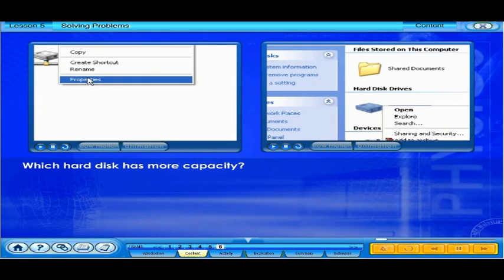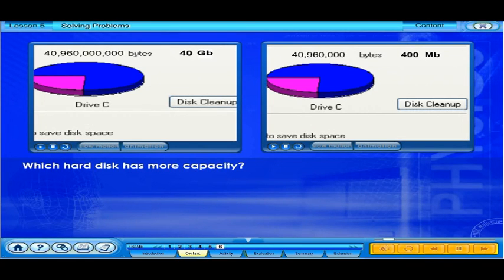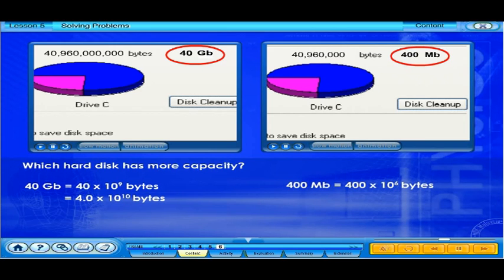Which hard disk has more capacity? To be able to compare the value of two numbers, we need to write them with the same multiplication factor. 40 gigabytes is equal to 40 times 10 to the power of 9 bytes, and this is equal to 4.0 times 10 to the power of 10 bytes. 400 megabytes is equal to 400 times 10 to the power of 6 bytes, and this is equal to 4.0 times 10 to the power of 8 bytes. 40 gigabytes is bigger than 400 megabytes.